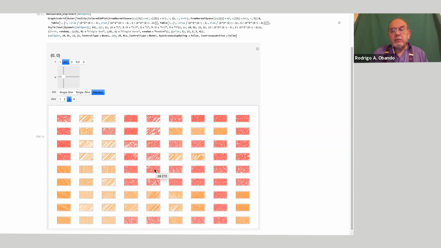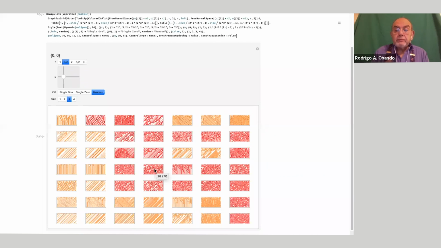But this one over here, this is 28,270, which is the same rule, right? Now we zoomed in because of the change in the 3. You know, because this was centered at 110. This is 110, but now represented in 3 halves rule space.